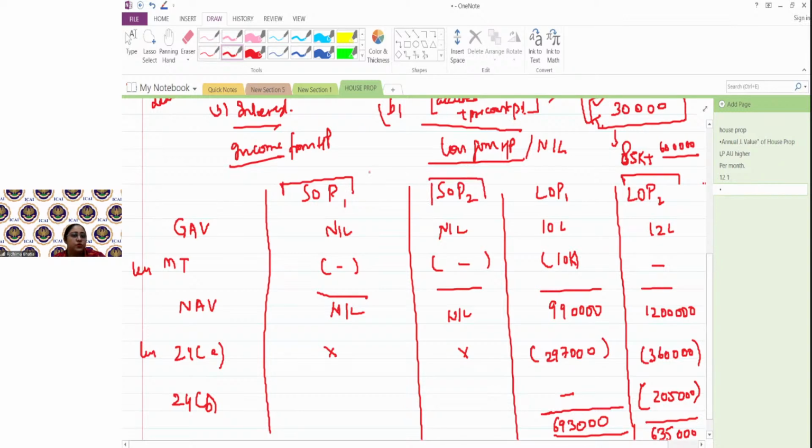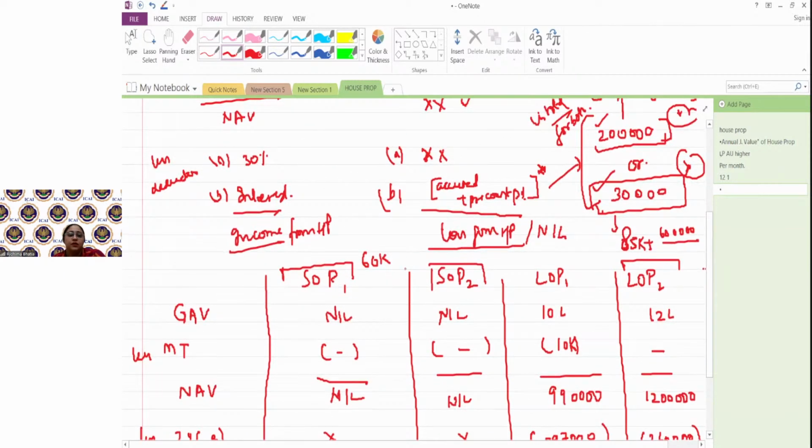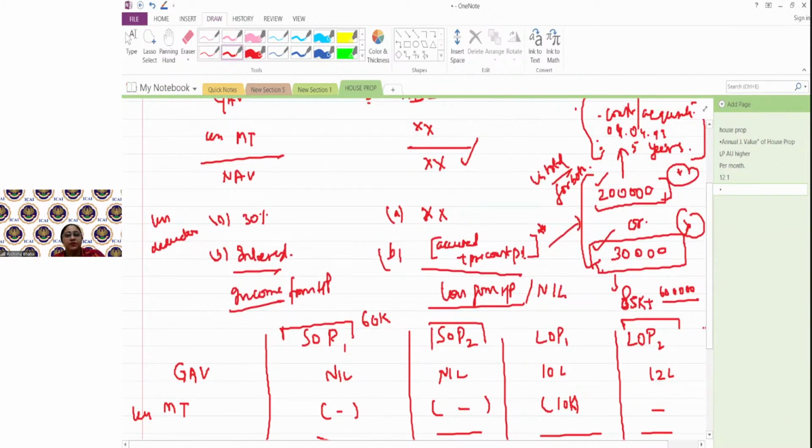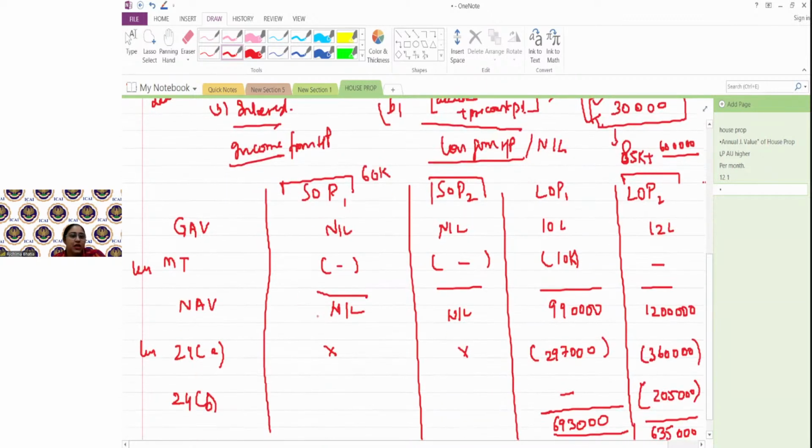There was a loan which was going on for repairs, on which interest paid was 60,000. So how much interest will be allowed? I told you, focus carefully. For a self-occupied property, maximum interest which is allowed is 2 lakhs. But if the loan is taken for repairs, or if it is taken before 1st April 1999, or if the construction was not completed in the 5 years, the limit is reduced to 30,000. So here the loan was taken for repair, on which interest paid is 60,000. So how much deduction will be allowed? 30,000.